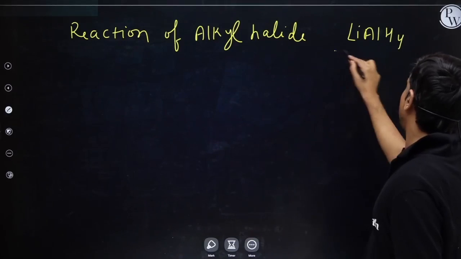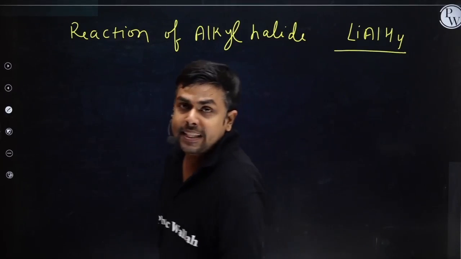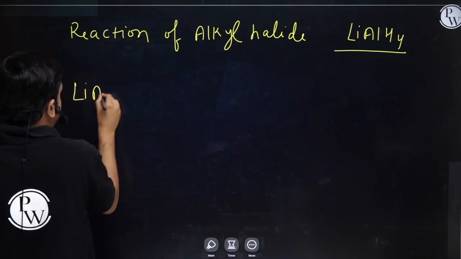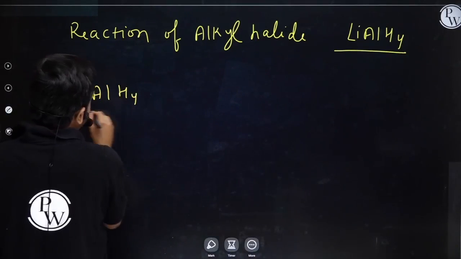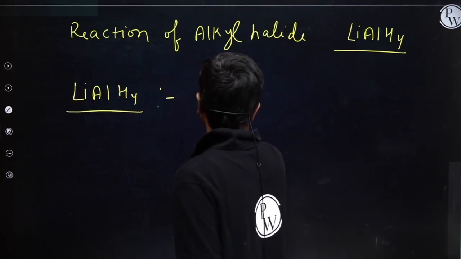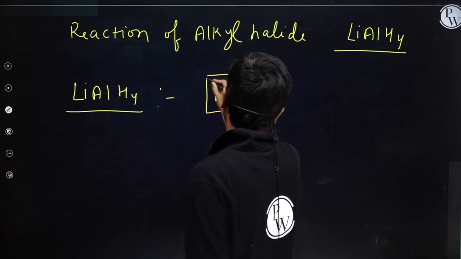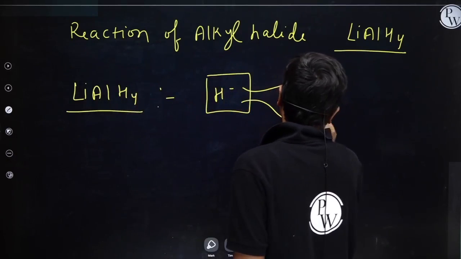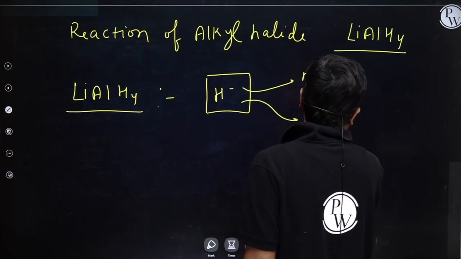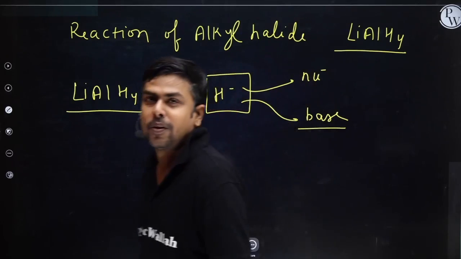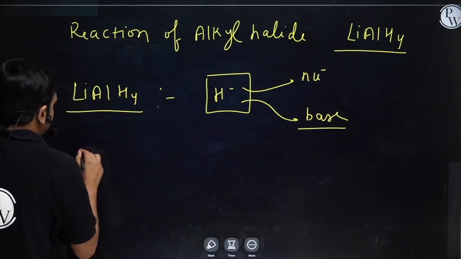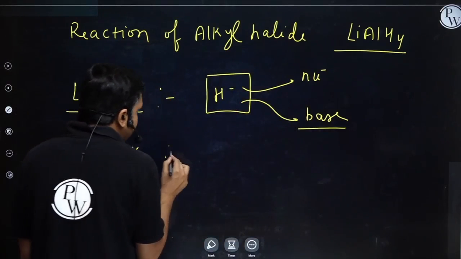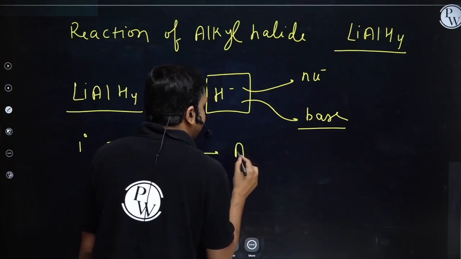What is this LiAlH4? Lithium aluminium hydride. LiAlH4 is an excellent source of H-. This H- can act like a nucleophile as well as it can act like a base, right? Now, if this LiAlH4 is treated with 1 degree alkyl halide, in that case, I will have the formation of alkane.